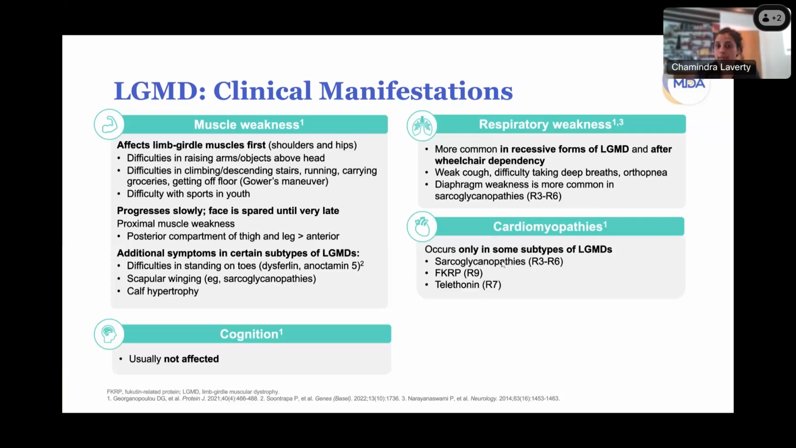Cardiomyopathy can happen in specific forms of limb-girdle muscular dystrophy. For instance, the sarcoglycanopathies, the R3 through 6, FKRP especially, and telethonin.